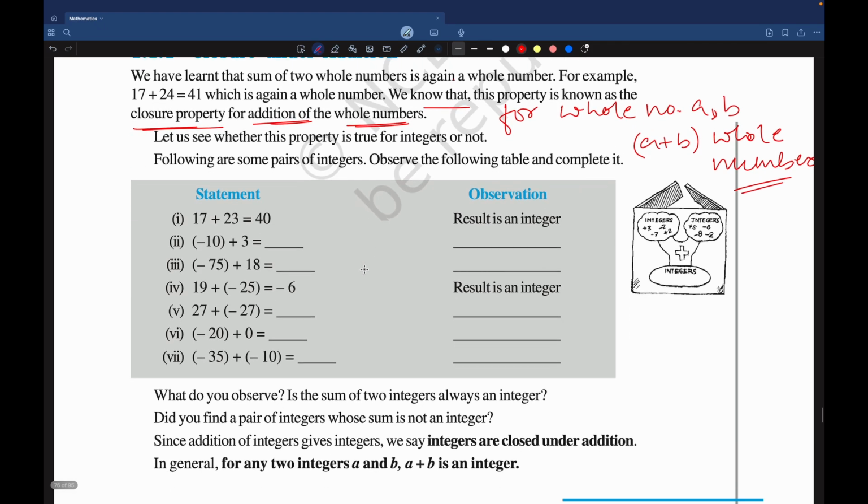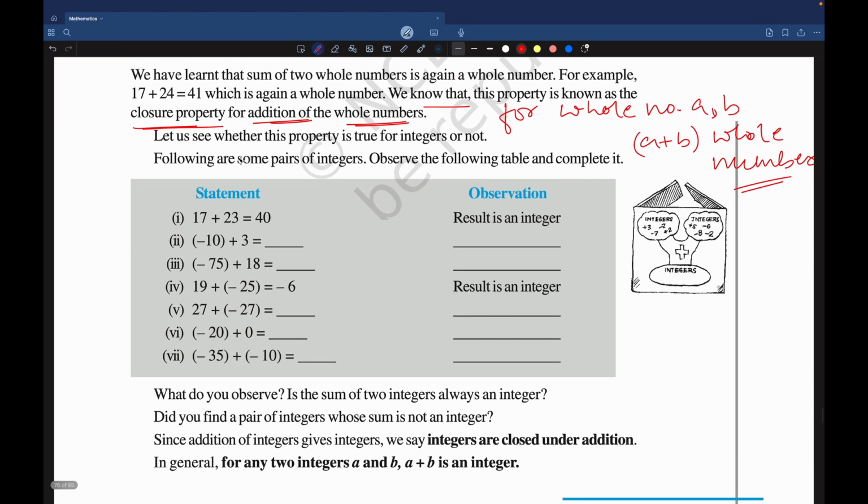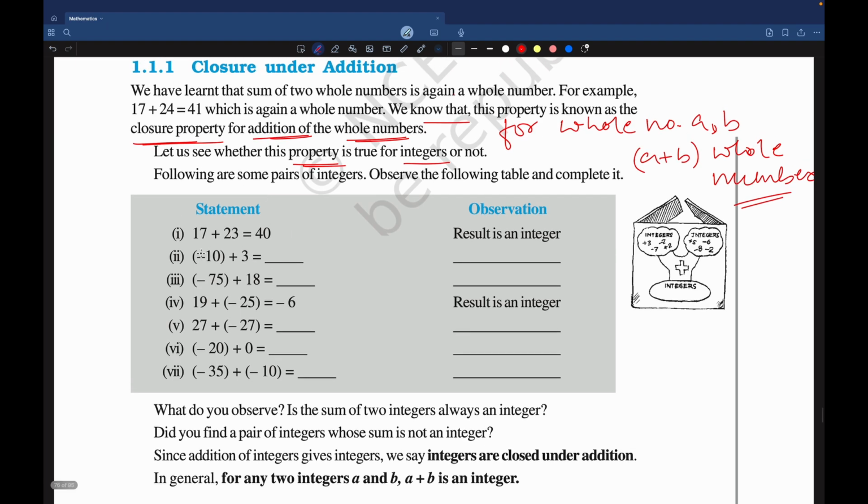Now let's check the closure property for integers. Does the closure property hold or not for integers? So in all these 7 cases, we will perform the addition or subtraction as given in the question. In the first case, there is a simple subtraction of whole numbers, 40. In the second case, there is minus 10 plus 3.